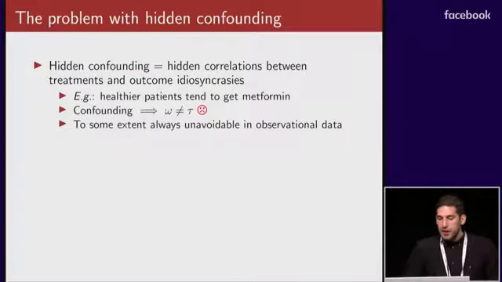Hidden confounding are the hidden correlations not accounted for in x between who got what treatment and why, and what are the particular outcome idiosyncrasies of any one individual. For example, we may have in the data that healthier patients tend to get metformin. Then, if we looked at the observed difference in outcomes, that might make metformin look much better than its causal effect really is. That is to say, omega would not be equal to tau. We can try and alleviate confounding by controlling for richer covariates, but when dealing with observational data, confounding is always going to be unavoidable to some extent.